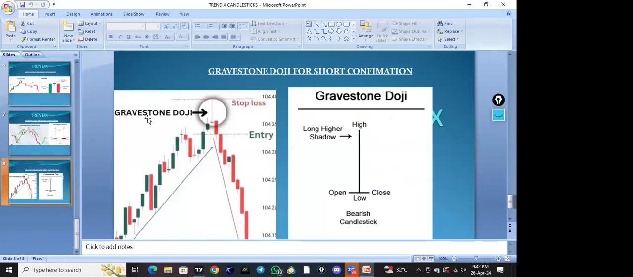Gravestone doji, same thing. What we saw with the dragonfly, it's the opposite of that. The market will make a very green candle. Where will we see this candle in the real market? Assume this is resistance. The market will cross the resistance and immediately come back and close below this resistance. Go for an immediate short. It will go down.